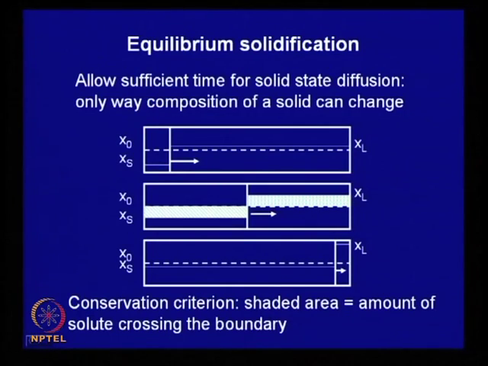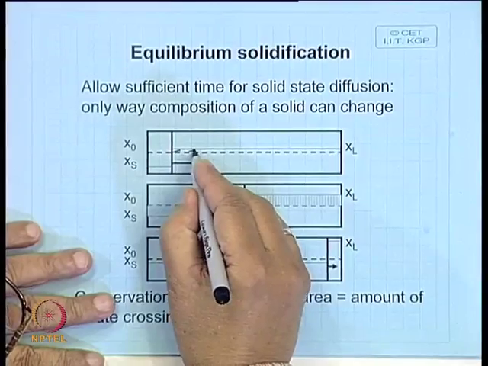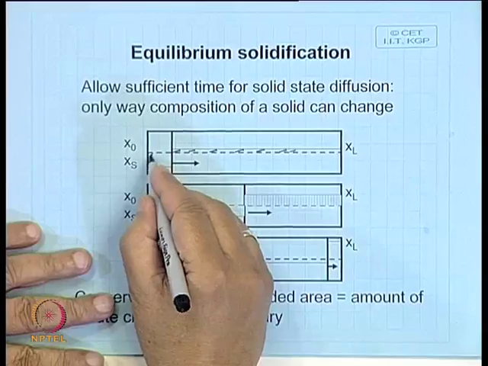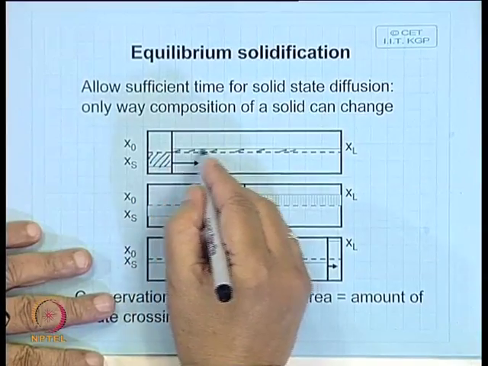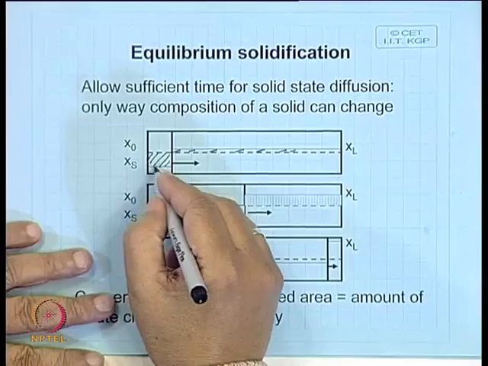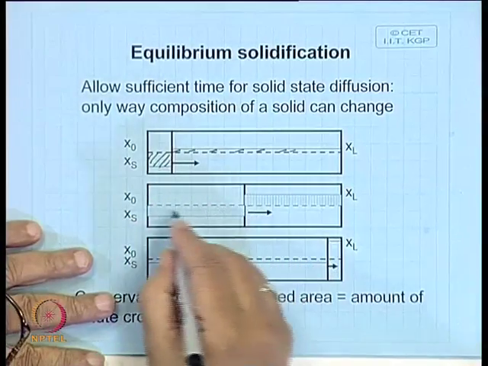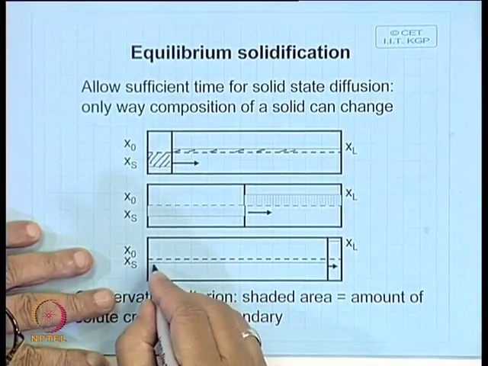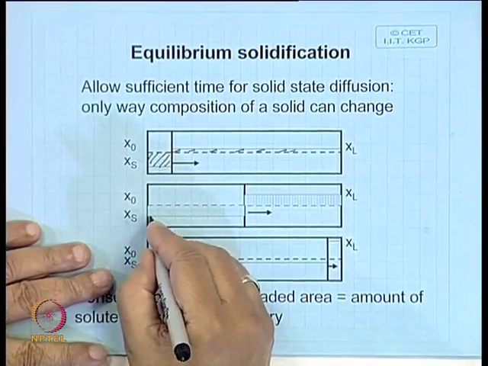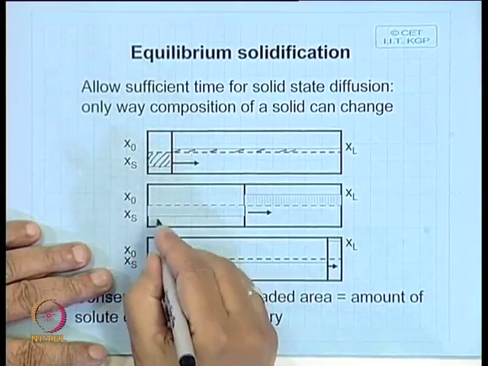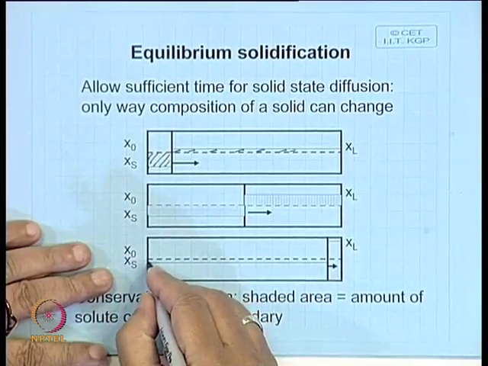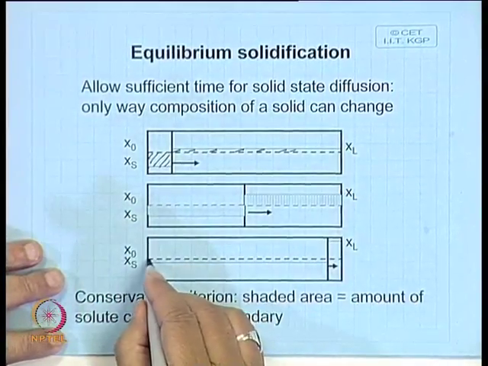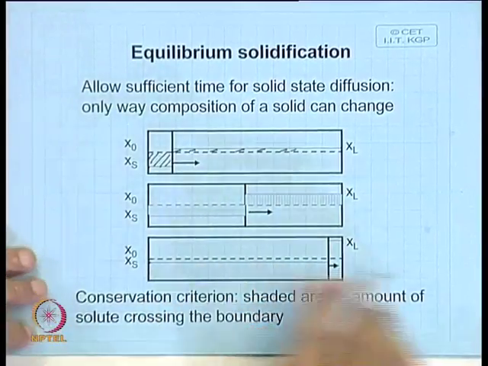Here we assume that the interface is moving slowly and this is the amount of solute from the liquid getting transferred into the solid. So, this area will be equal to this. At the intermediate stage, here also this area is equal to this. Ultimately, when the solidification is about to be completed, the composition of the solid starts here, moves up, moves up still further, and ultimately when it is totally solidified, there will be uniform composition through and through.